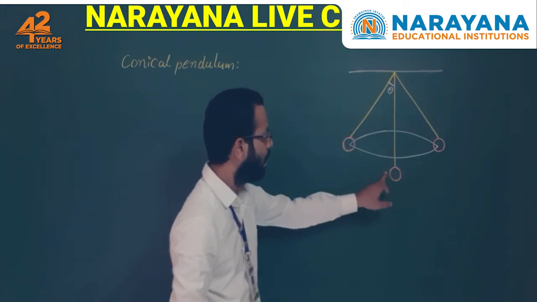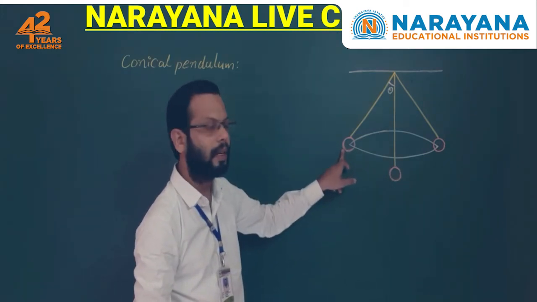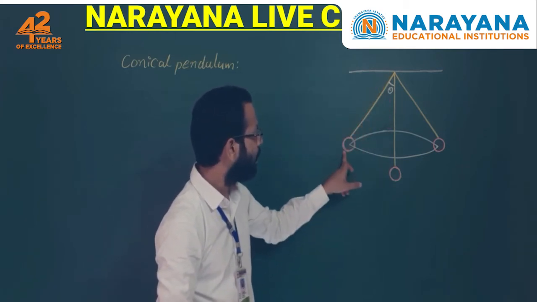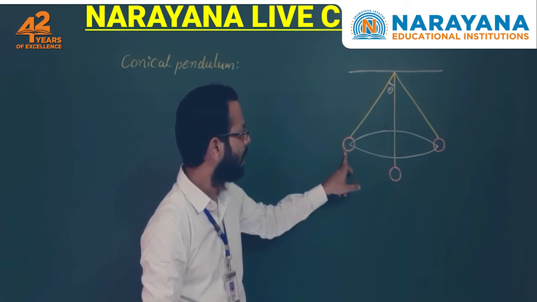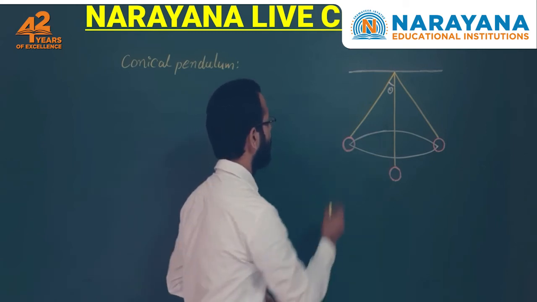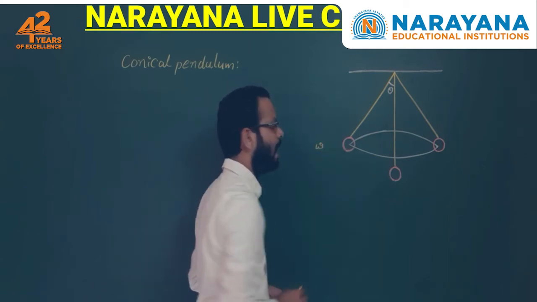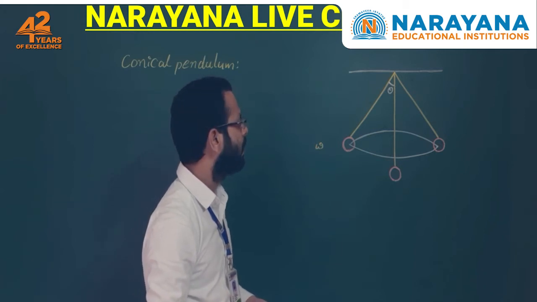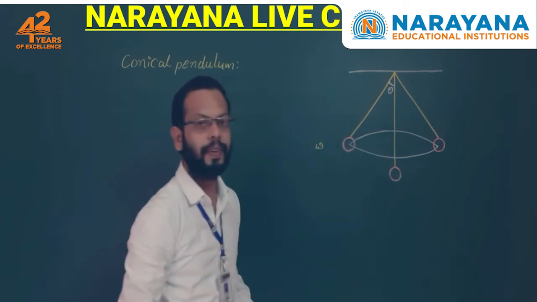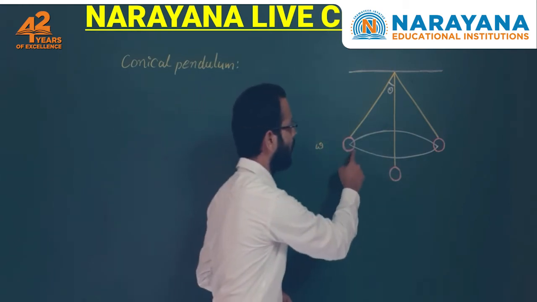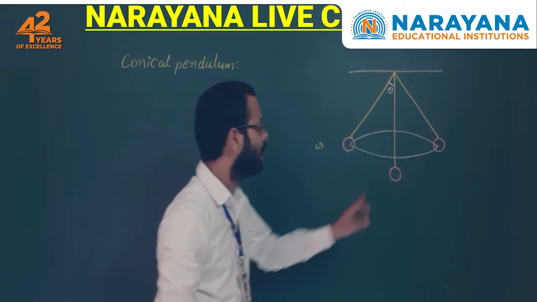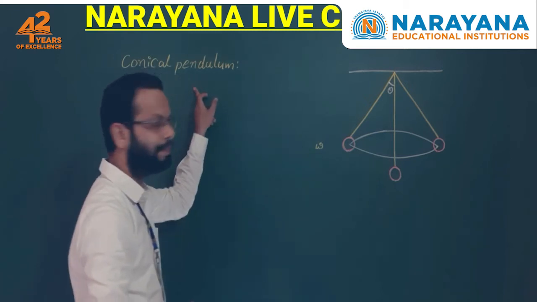So if this pendulum is given a horizontal push through a little angular displacement theta with the vertical, then this bob is going to describe a horizontal circle with a constant angular velocity, let it be omega. Here we observe the string is going to trace the circumference of a cone. So this arrangement is called a conical pendulum.